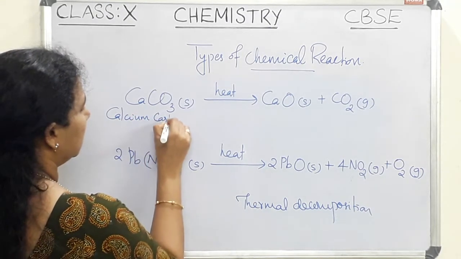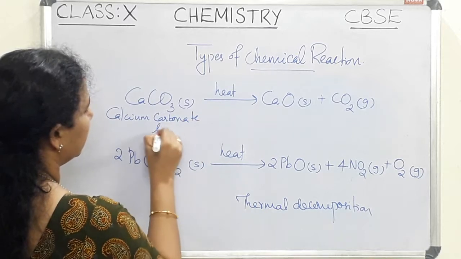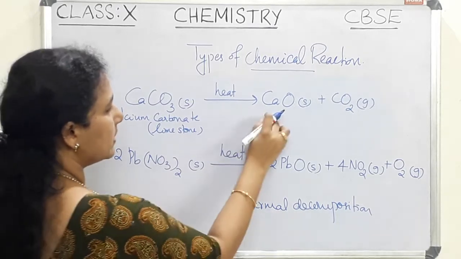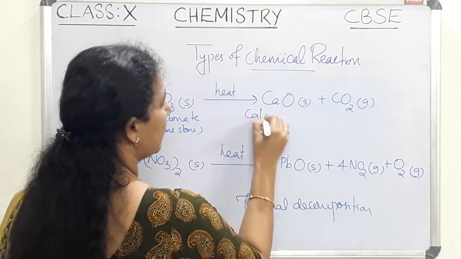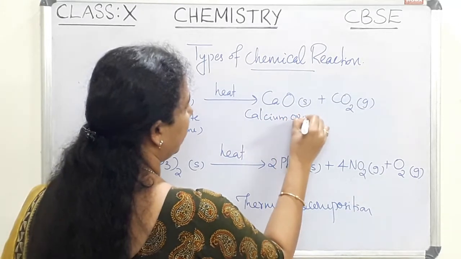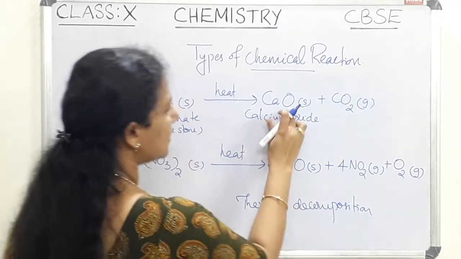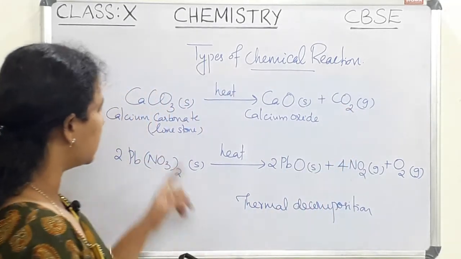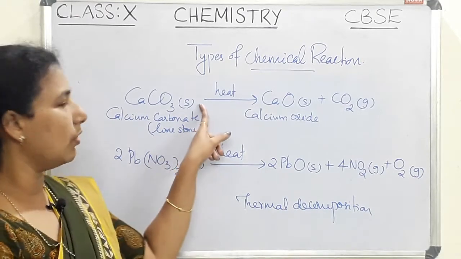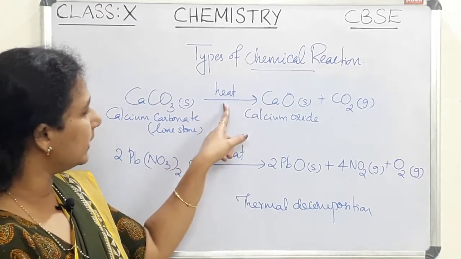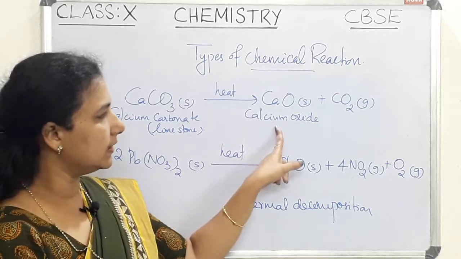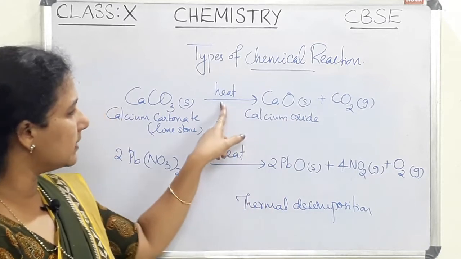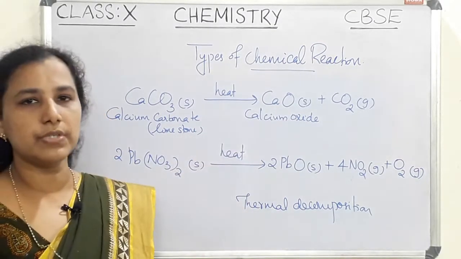Calcium carbonate or limestone on heating produces calcium oxide and carbon dioxide. So calcium oxide is a solid and carbon dioxide is a gas. So carbon dioxide is formed in this case. Here calcium carbonate is a solid, limestone is a solid. On heating it produces calcium oxide and carbon dioxide gas. So these are the two similar substances where heat is used to carry out this type of decomposition reaction.